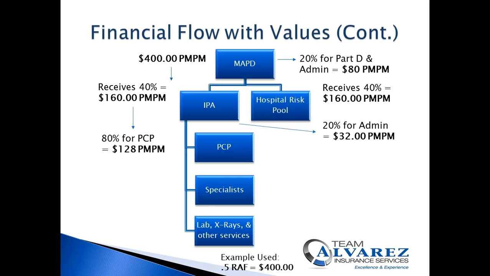So just between the PCP contracted rates and your administrative costs, the IPA has lost whatever money they've received on this patient. In addition to still having to pay the same 20% for specialists, which is, let's just say, $32 per member per month.